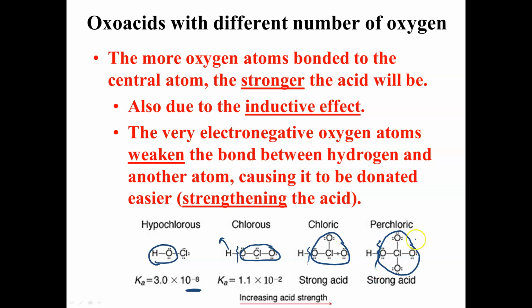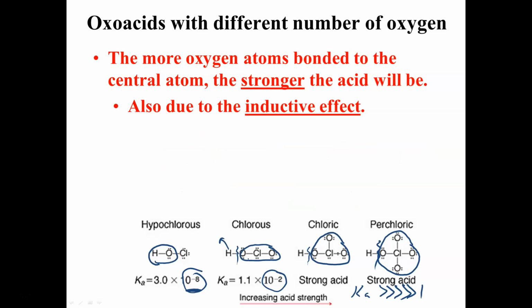So chloric and perchloric are considered strong acids. So the Ka value, see how it's not listed? Ka is like, bazillion. Okay, it's way bigger than 1. Look at these other two. Hypochlorous and chlorous are relatively weak, very small Ka values here, because there's not as many oxygens around the central atom there. All right, so the more oxygen you have, then the greater the inductive effect is, and therefore the acid strength is stronger. And that's the one on your note sheet here.